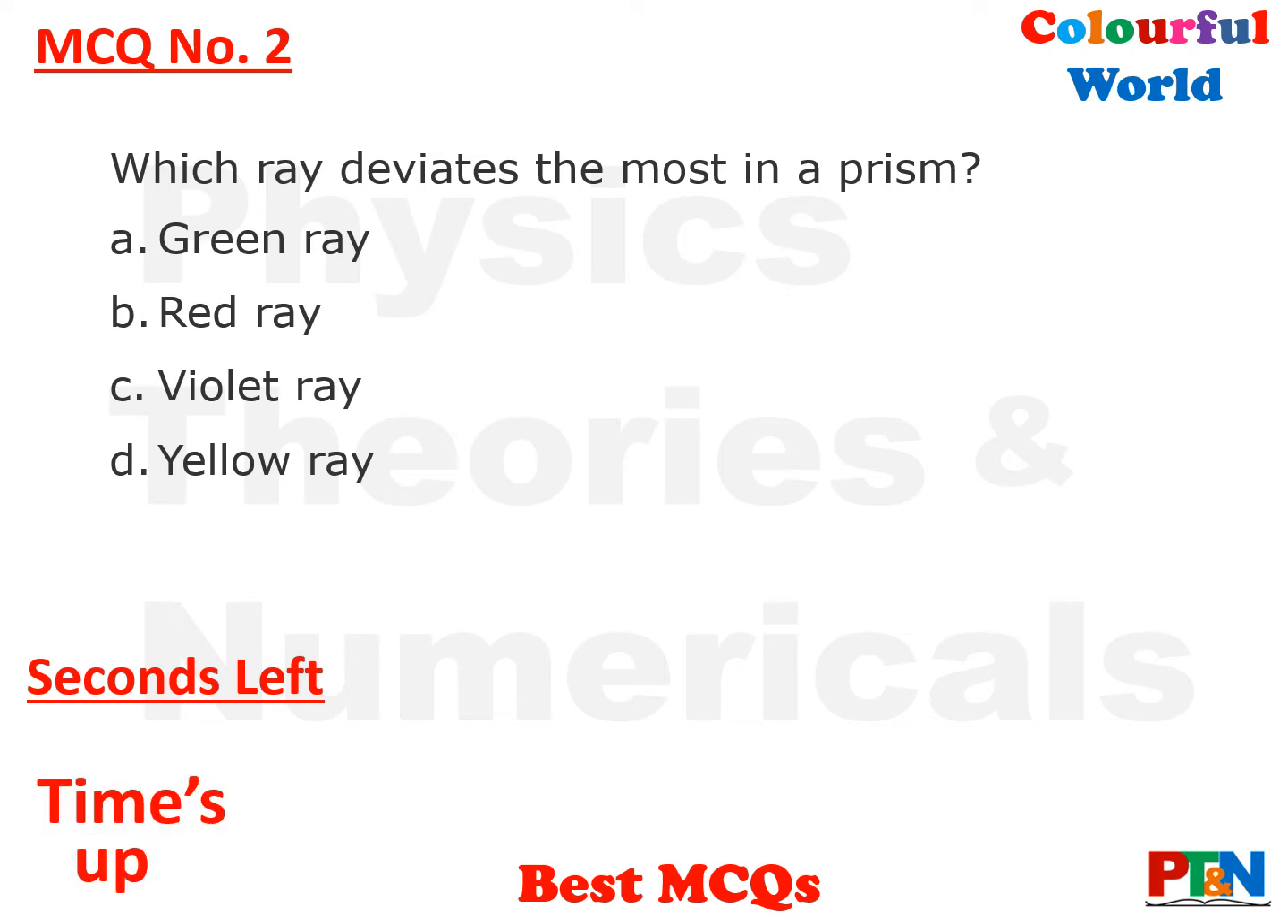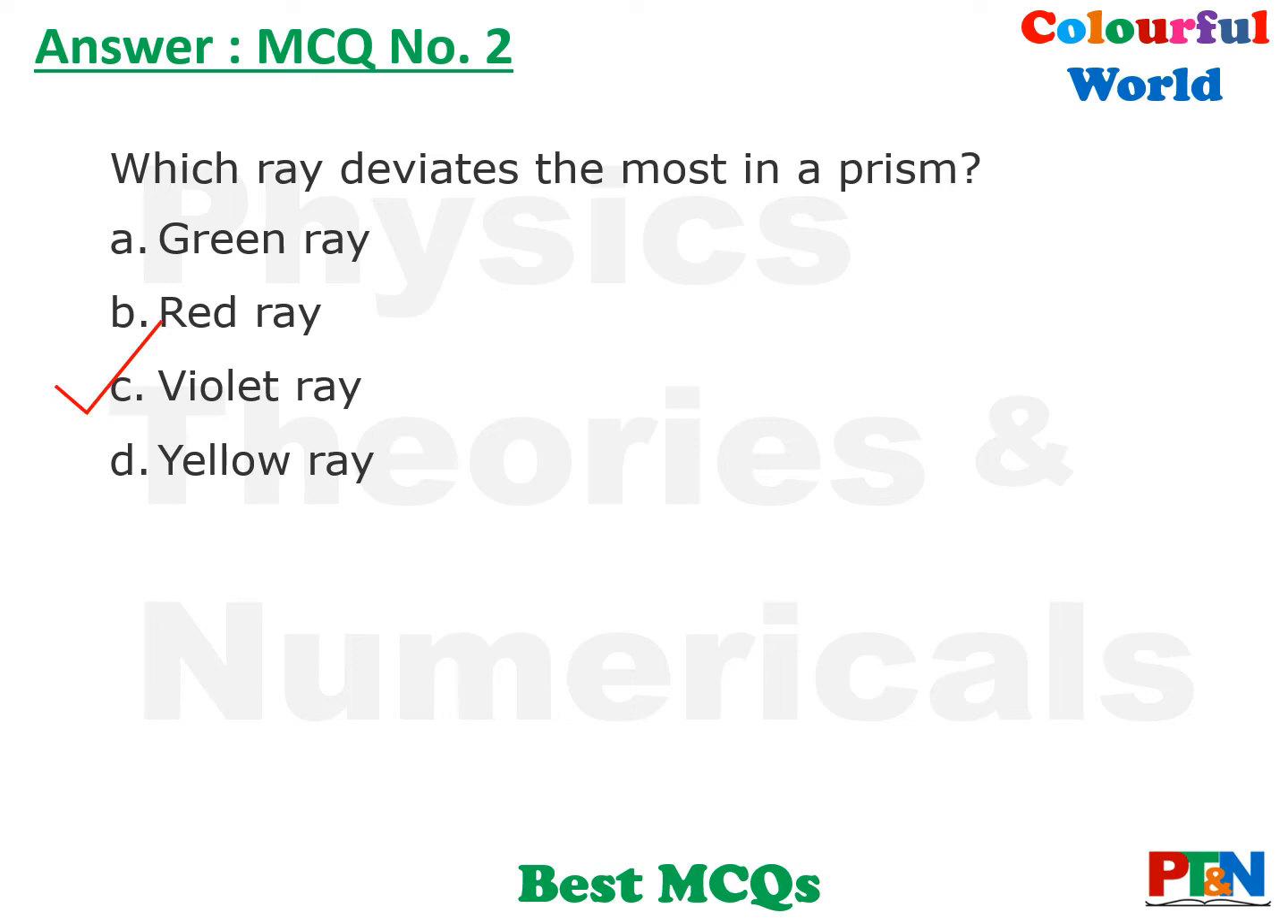Time's up. Let's see the answer. The answer is violet ray. You know that the refractive index of violet is more than other colors. In fact, it's minimum for red. So red color deviates the least and violet color deviates the most in a prism.